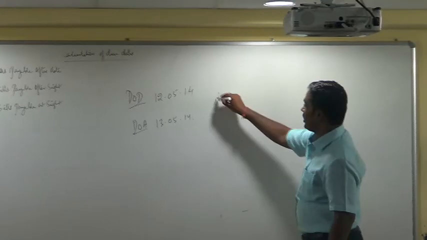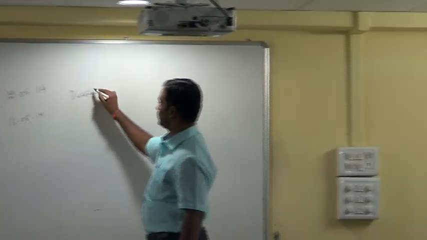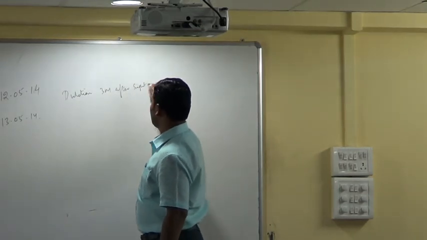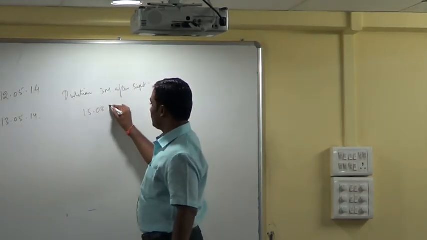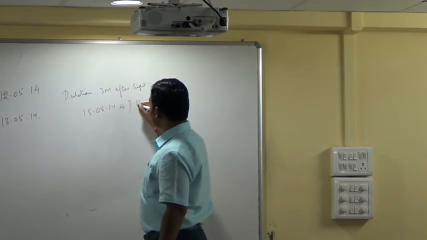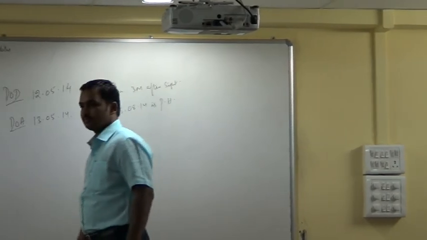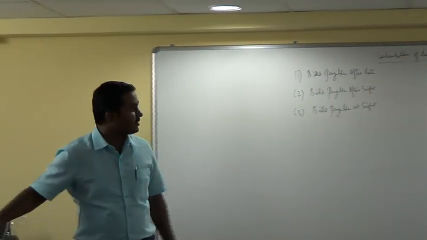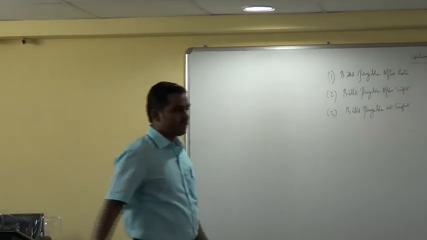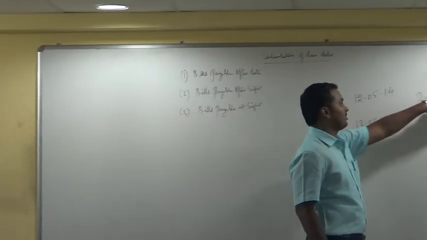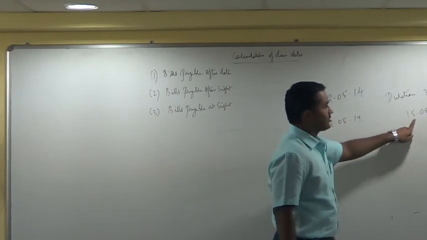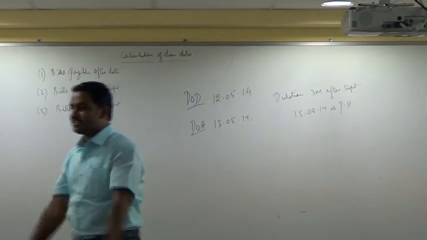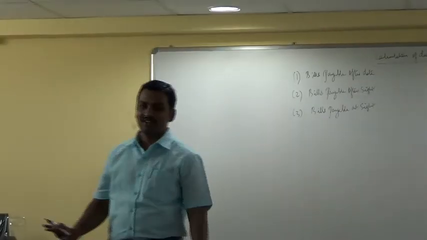Okay. Duration 3 months after sight, and 15th August is a public holiday. Tell me what will be the due date? 14th August. 12th May 2014 is the date of drawing the bill. 13th May is the date of acceptance of the bill. The problem says 15th August is a public holiday, then what will you do? Very good. You have directly jumped into the swimming pool. The answer is wrong.